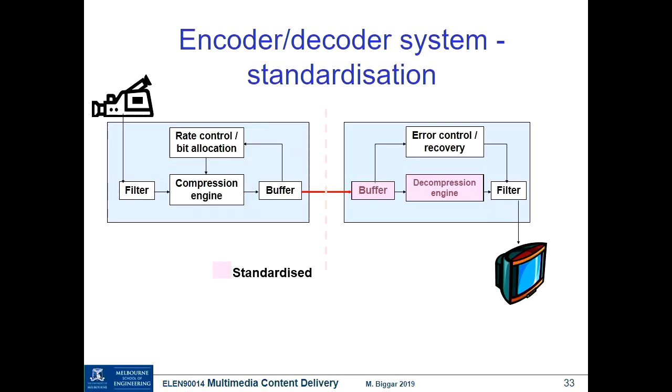But there's flexibility in this system to allow individual manufacturers to differentiate their own products. So if someone thinks they can build a decoder that recovers better in the event of errors or lost packets or something like that, then that's fine, that's outside the standard. Or if someone wants to build a fancy adaptive filter here to try to remove the appearance of those blocks, then that's outside the standard. It doesn't impact on the ability of one encoder to talk to a decoder.